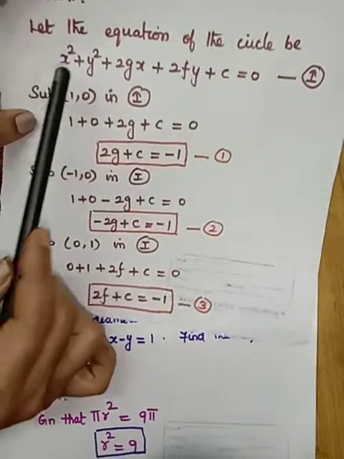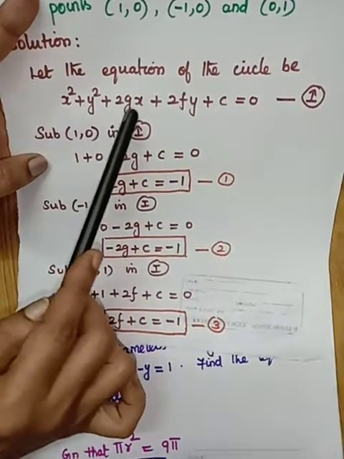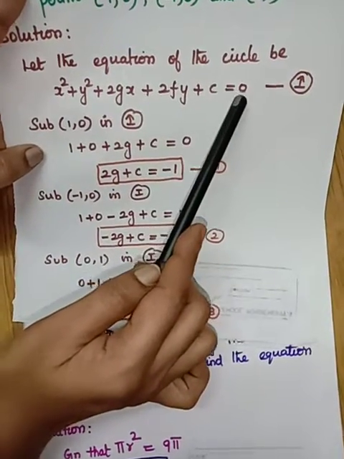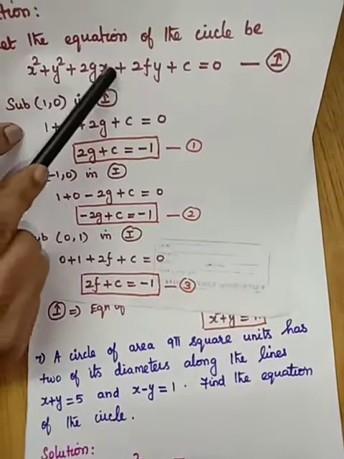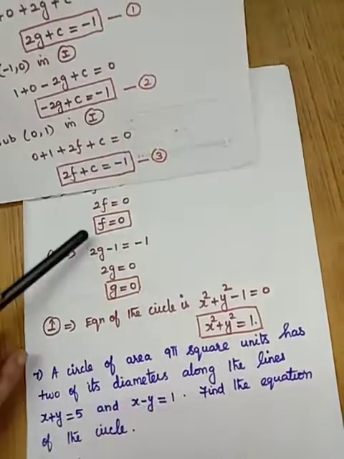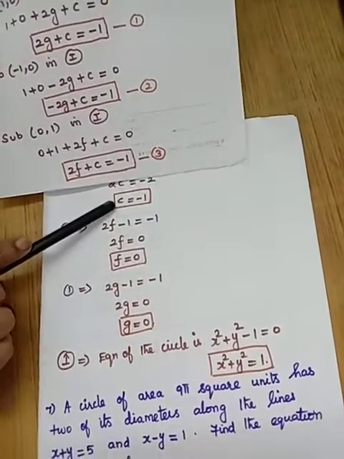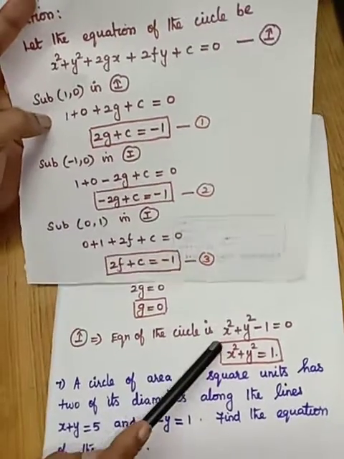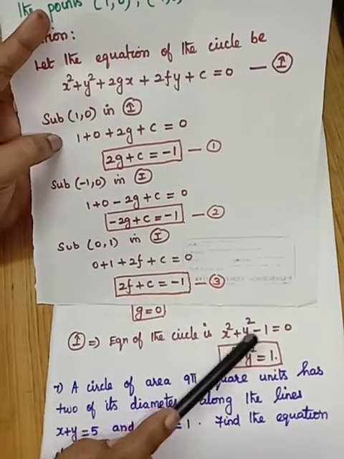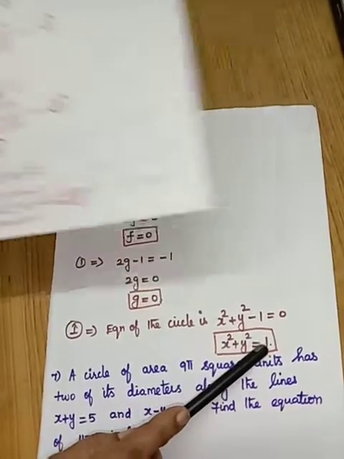So see the circle equation what we have considered, x squared plus y squared plus 2gx plus 2fy plus c is equal to 0. So what is the value of g? G is equal to 0 means the whole term will become 0. What is the value of f? F also 0. So the whole term will become 0. What is c? C is equal to minus 1. So the equation of the circle will become x squared plus y squared minus 1 is equal to 0. So x squared plus y squared is equal to 1.